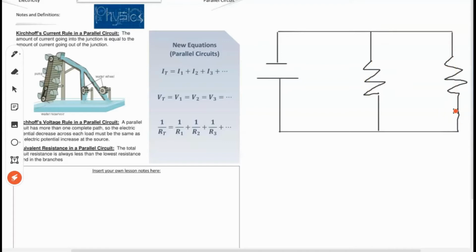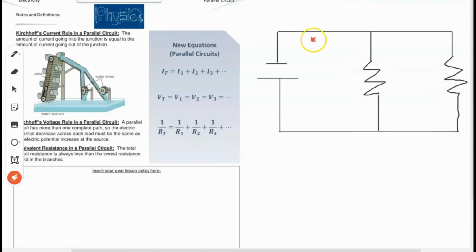Now for voltage, however, let's follow one electron. Let's say one electron picks up a certain amount of energy at the battery. Let's say it's a 9-volt battery, for example. And that one single electron has a choice. It might choose to go this way. If it goes this way, it's only going through that one resistor. Therefore, it's going to give up all of its energy, all 9 volts, to this resistor.